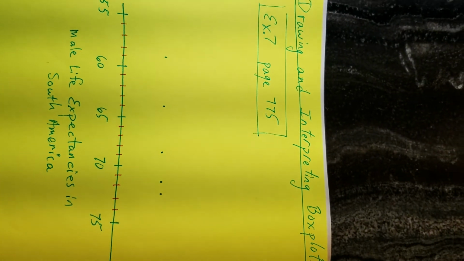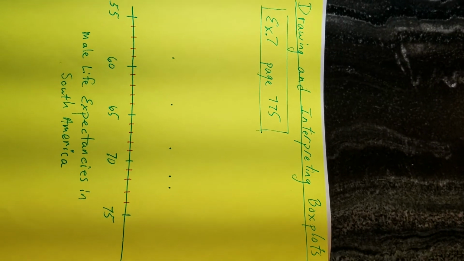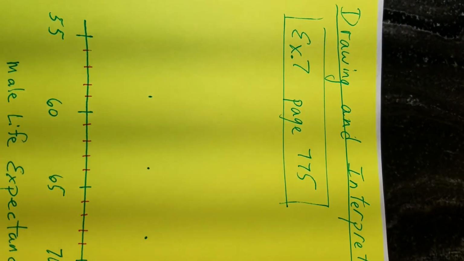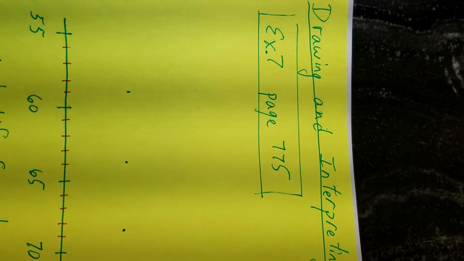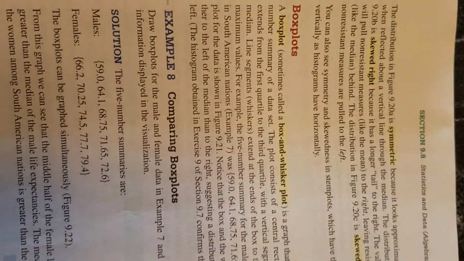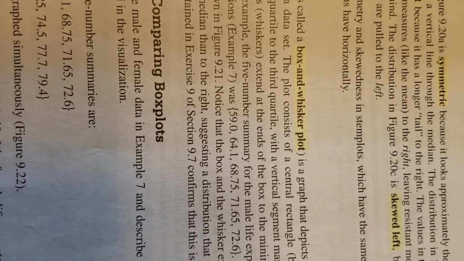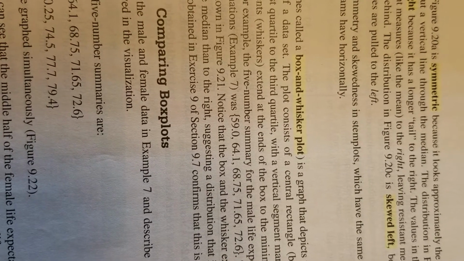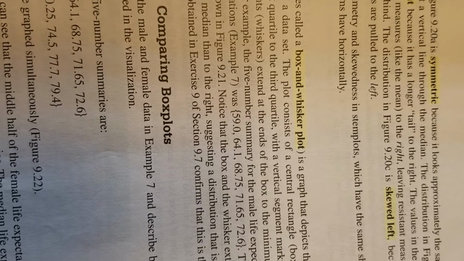Okay, in this video I'm going to show you how to draw and interpret box plots. I'm going to use example 7 on page 775, but I think where we'll start is we'll just look here. Box plots are sometimes called box and whisker plots. This is kind of coming at the tail end of the problem, so we're going to back up a little bit.